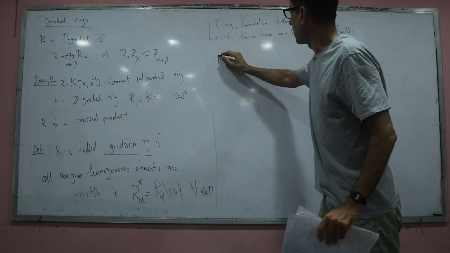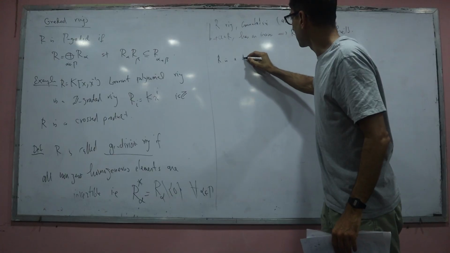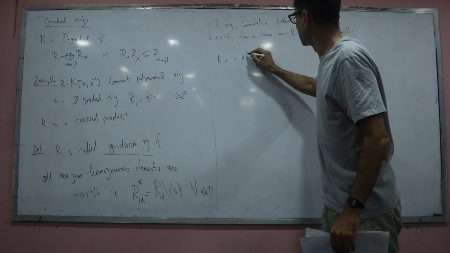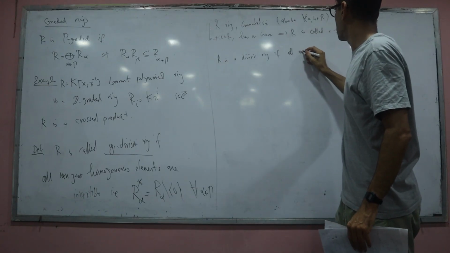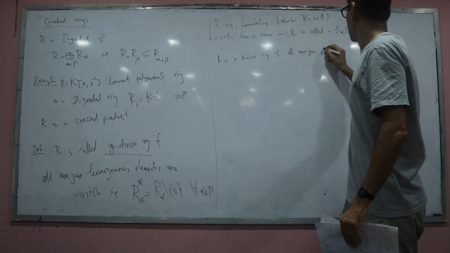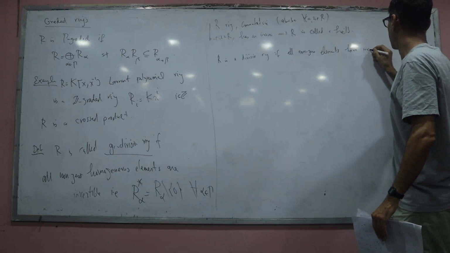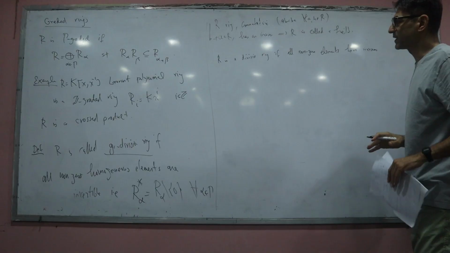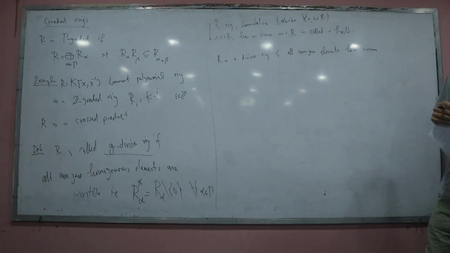So R is a division ring if all non-zero elements have inverses. Can you give me one example? Do you know this? The famous example of Hamilton.